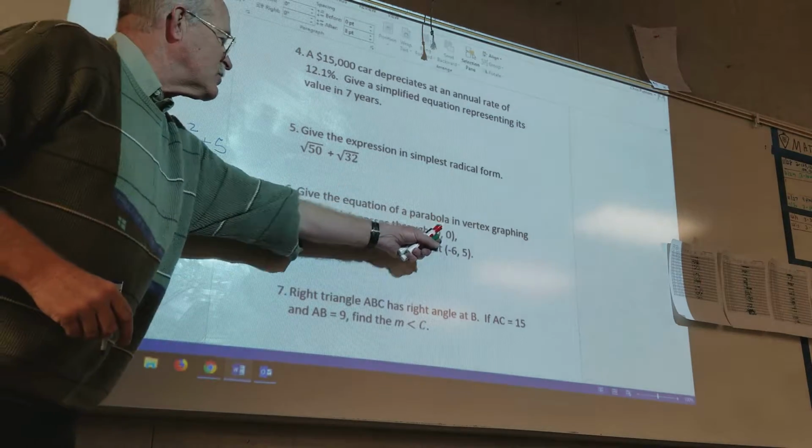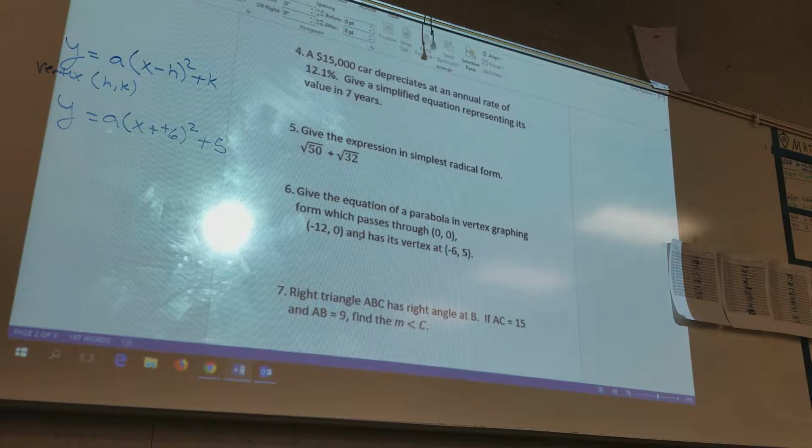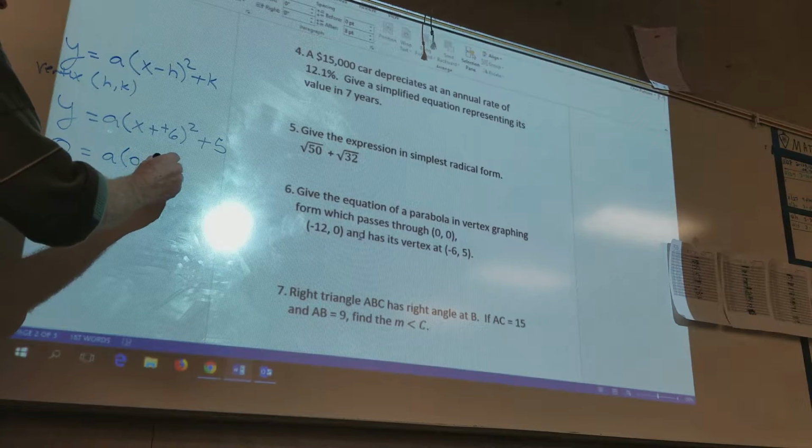I could use the (0, 0) and the (-12, 0). They'll both get me the same place. So, which one do you think we should use? Good, the (0, 0). Instead of y, instead of x, I put zeros.